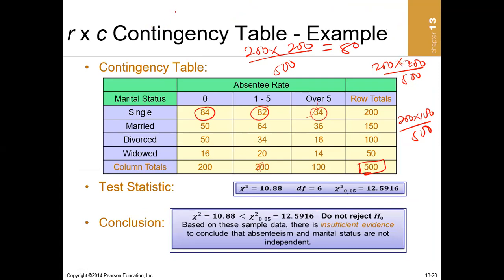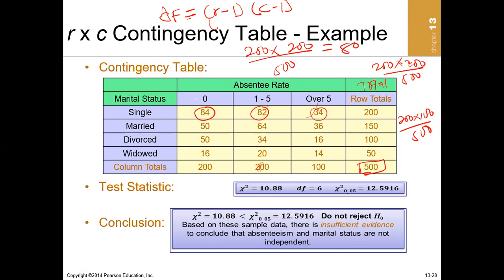Remember that for us to go and read the critical chi-square, we have to get the degree of freedom, right? The degree of freedom here is the number of rows minus one times the number of columns minus one, okay? So in this contingency analysis, the number of columns was 3, as in the absentee rates. Forget about the total. The total is not an actual column. It is something you do when you are solving the question. The number of rows, which is the marital status, was 4, all right?